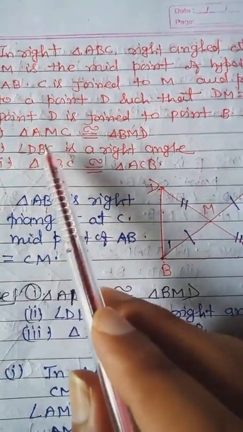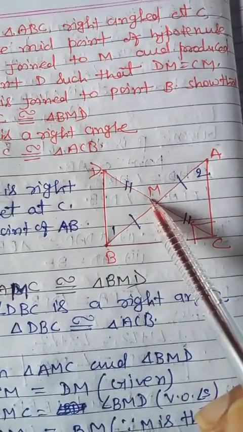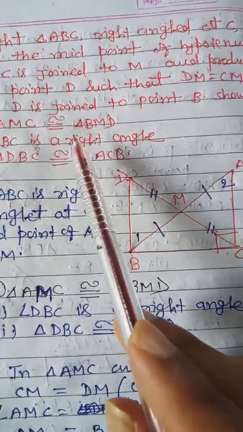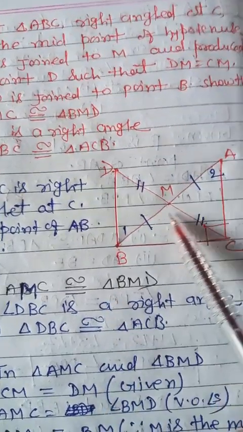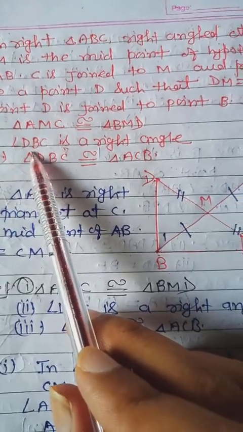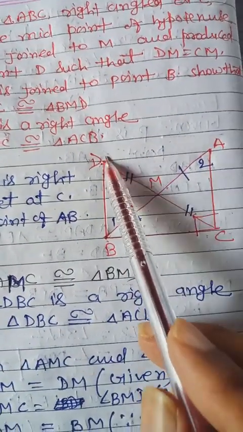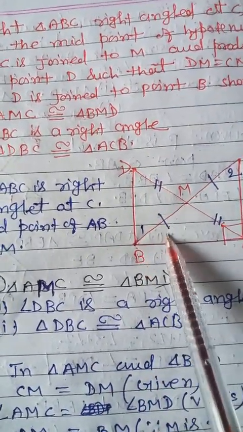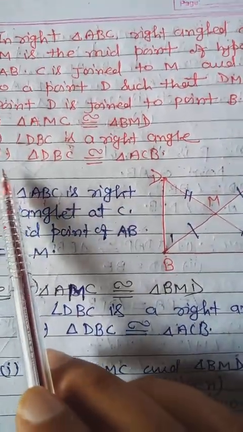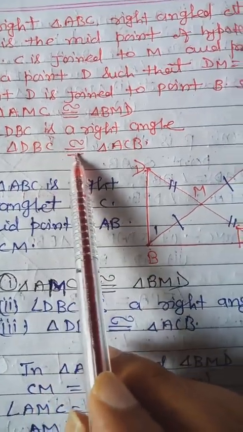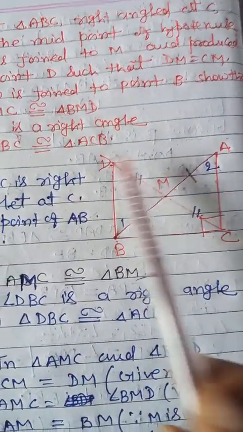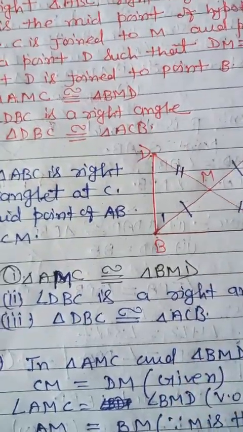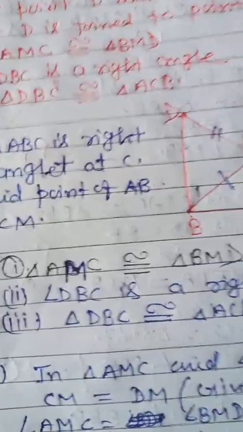Then prove that triangle AMC is congruent to triangle BMD. Where is BMD? Now again, angle DBC is a right angle. That means this one is also 90 degrees. And the third proof is triangle DBC is congruent to triangle ACB.